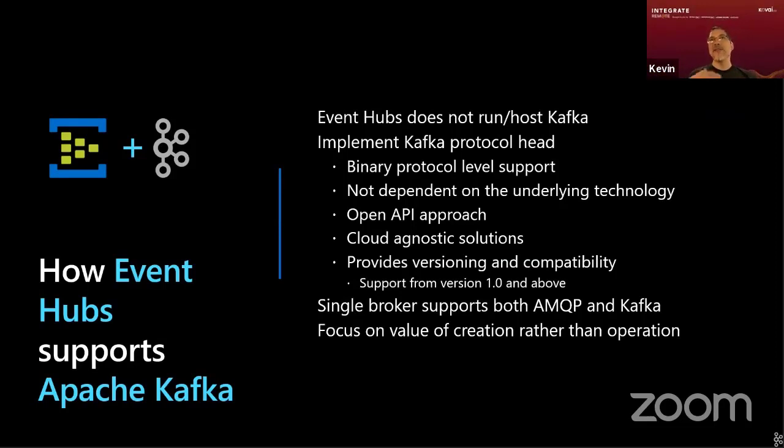What this does is allow us to have an open API approach so that we support not only Kafka, but AMQP and HTTP, and they can all be used at the same time on any of your Event Hubs. It also provides versioning and compatibility for Kafka versions 1.0 and above. So we have a single broker that supports both AMQP and Kafka. So you don't need to choose in the beginning which flavor you want. It's a single broker that can handle any of those protocols. So this allows you to focus on the value of creation rather than operation. We handle the operation of the broker. You just think about how you need to produce and consume those events into your broker.